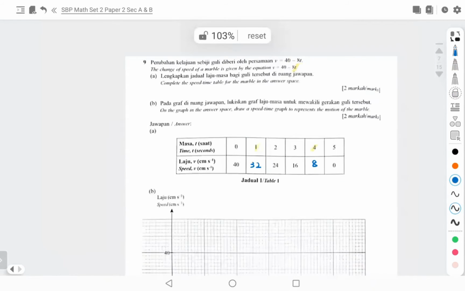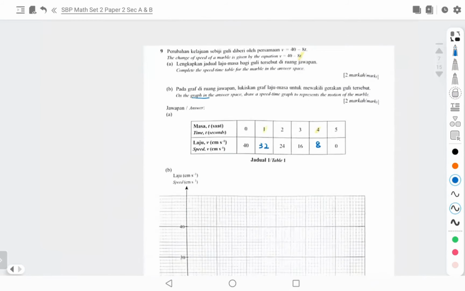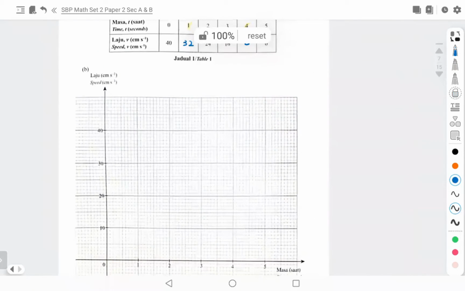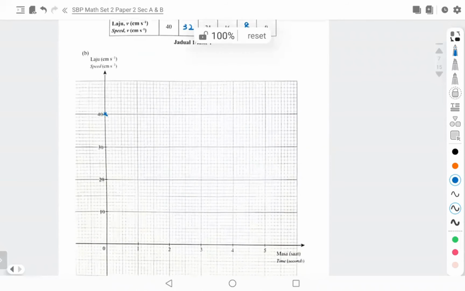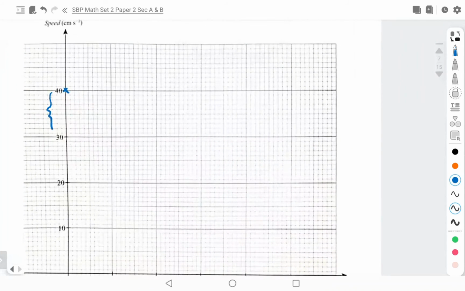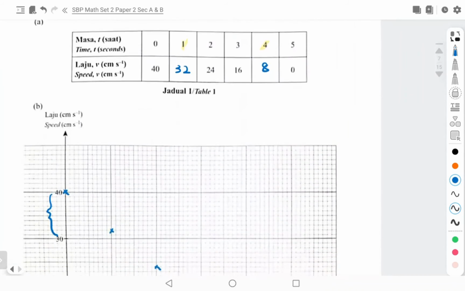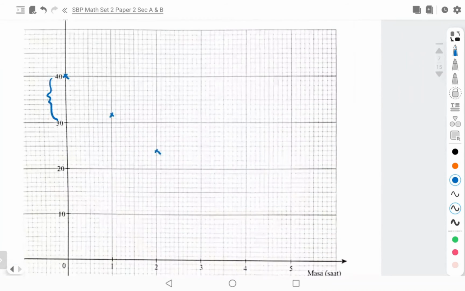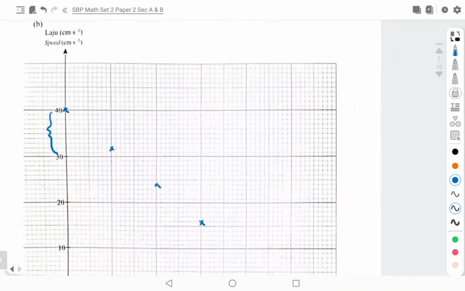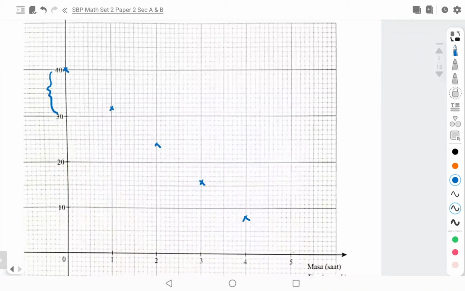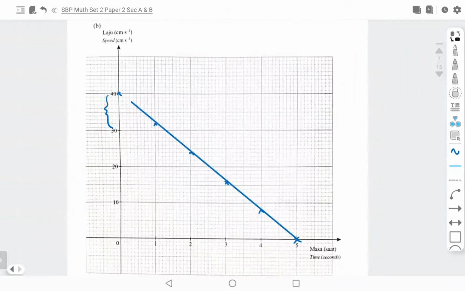And then you just proceed to draw the graph. Okay, it's a quick one. 0 for T, so you plot. Then 1 is 32. Since you have 10 small boxes, 32 will be here. Then 2 is 24, 3 is 16, 4 is 8, and 5 is 0. Then use your ruler. You can use the ruler and just join it.